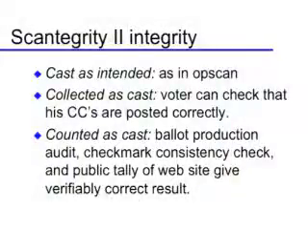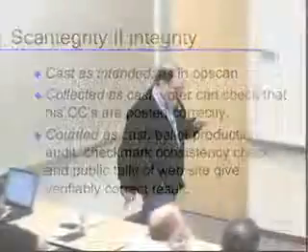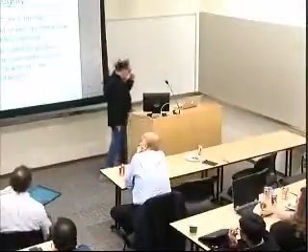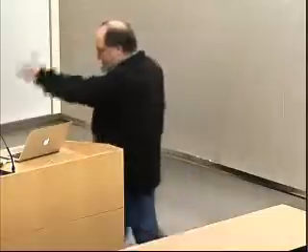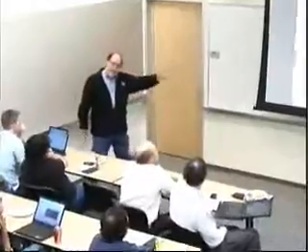So we have cast as intended. You can see that your ballot was marked as you intended. There's a step here. I need to talk about the printing of the ballots a little more, and I will. Collected as cast, so the voter can check that her ballots or confirmation codes are posted correctly, right? So the encrypted choices that she made make it properly to the website. And then counted as cast, that was the last thing I explained, which was the checking of what's posted on the website. You can confirm the tally and see that everything was cool there.